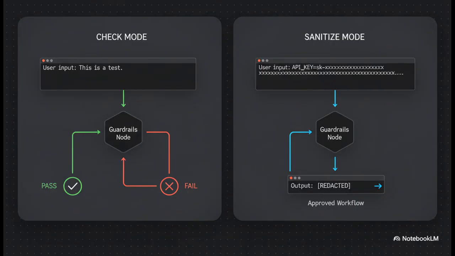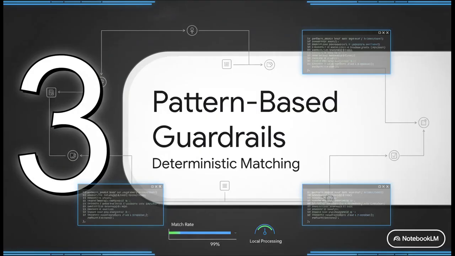The Check Text for Violations mode analyzes input and outputs a Boolean passed status along with violation details. This output facilitates conditional branching in the workflow. The Sanitize Text mode analyzes input, redacts content that violates policy with placeholders, and allows the workflow to continue with the sanitized data. A set of guardrails functions through deterministic pattern matching.